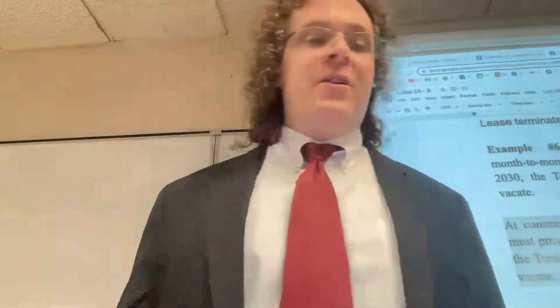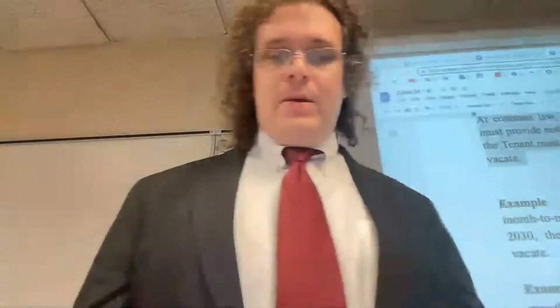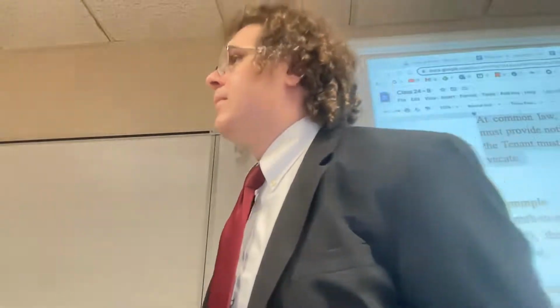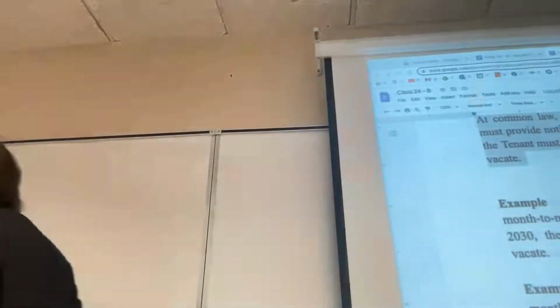All right. Now, Suresh, take a look at example 6B, please. It says, from landlord to tenant from month to month, starting on January 1st, 2030. He gives notice July 2nd, 2030. When will the lease terminate? August 31st, correct. Why August 31st?